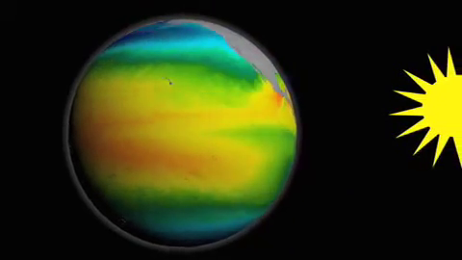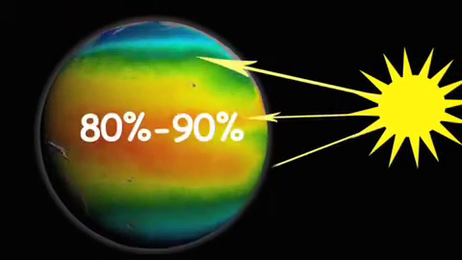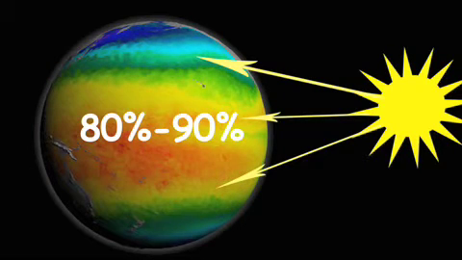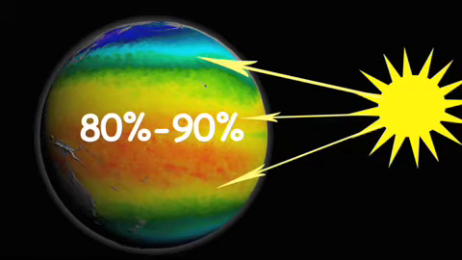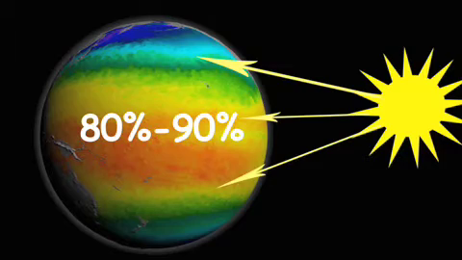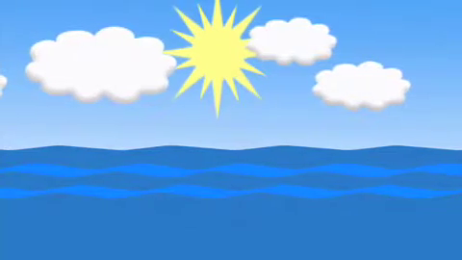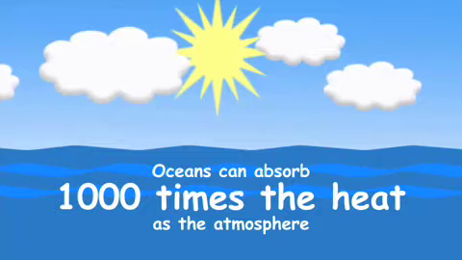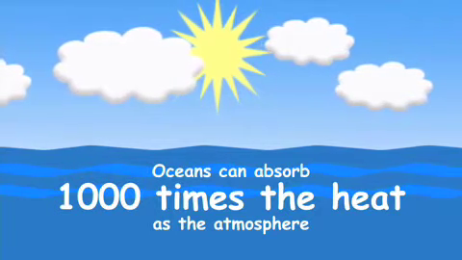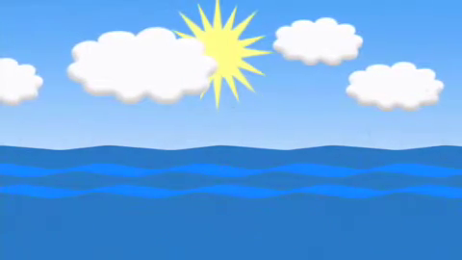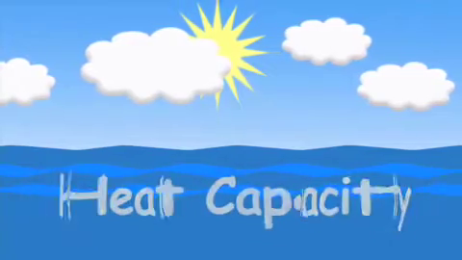Now, all that heat is trapped in our atmosphere, but is it also affecting the oceans? It turns out that 80 to 90% of the heat from global warming is actually going into the oceans. So the oceans are really the big Earth heat bucket. That's where all the heat winds up going. It turns out that the oceans can absorb 1,000 times the amount of heat as the atmosphere without really changing their temperature all that much. And the reason is because of something called heat capacity.